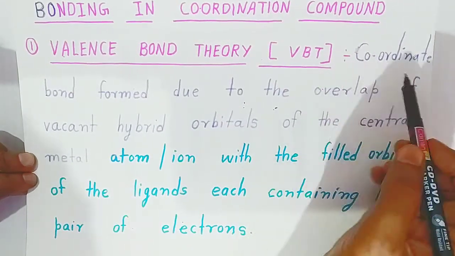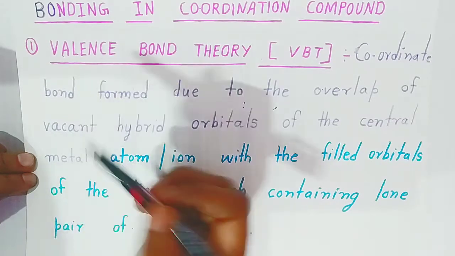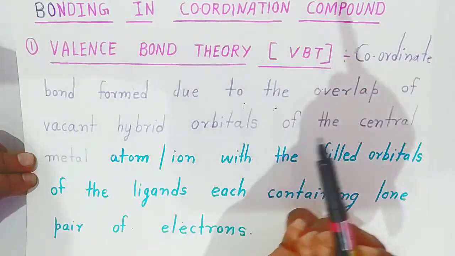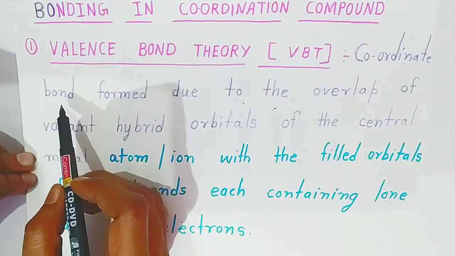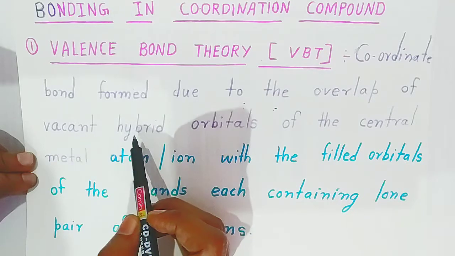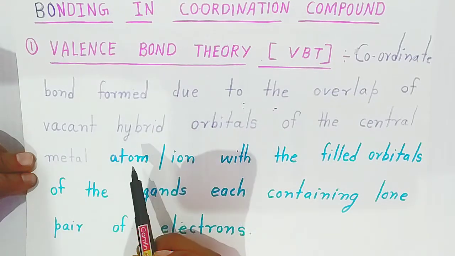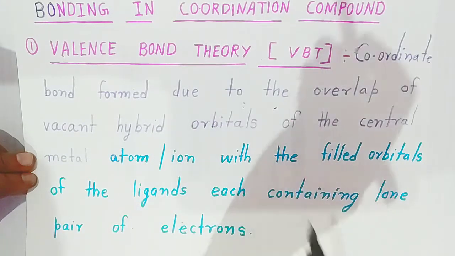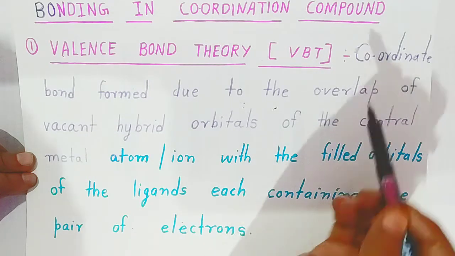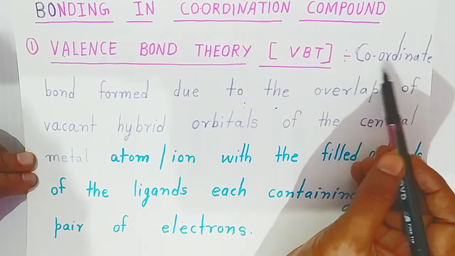In VBT, there is a formation of coordinate bond. Coordinate means all the electrons are donated by the ligand only. The bond formed in this way is called a coordinate bond. The coordinate bond is formed due to the overlap of the vacant hybrid orbital of the central metal atom. All the central metal atoms have vacant orbitals, and the electrons are donated by the ligands. Whatever bond is formed this way is called a coordinate bond.